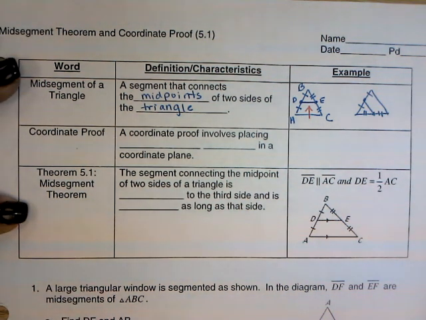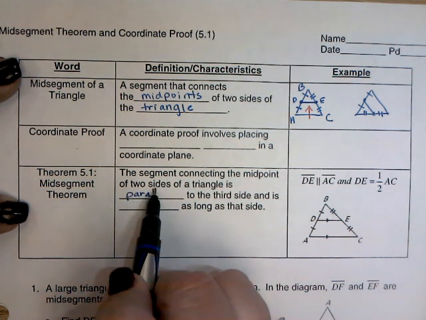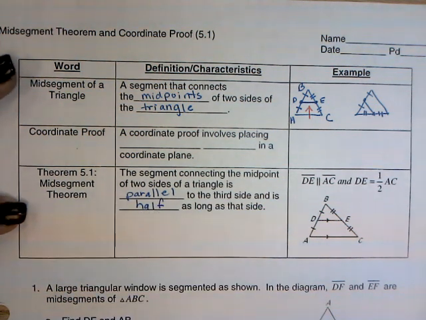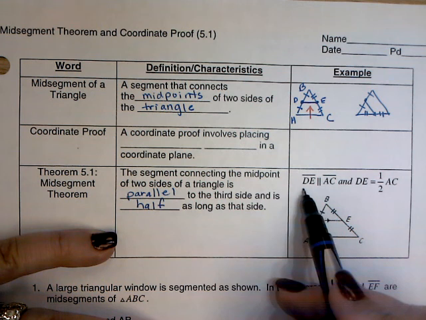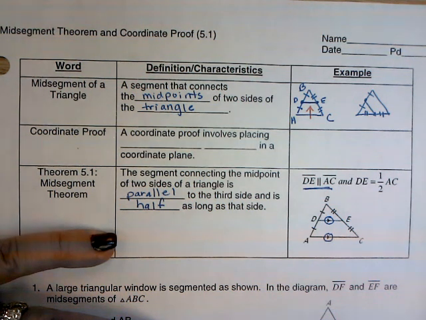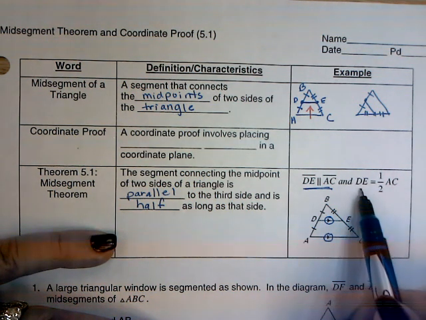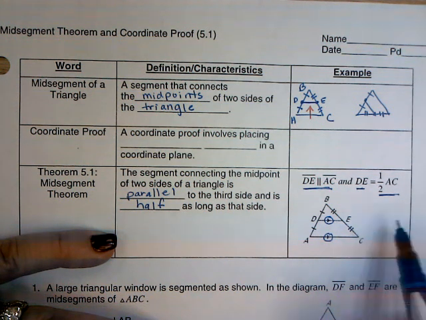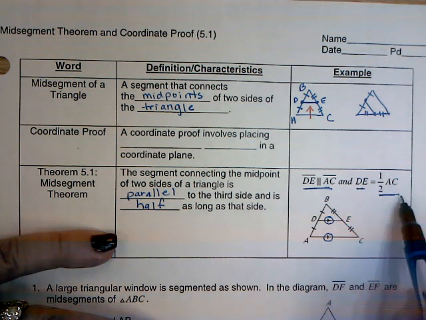I'm going to jump down to 5.1, the midsegment theorem. The midsegment theorem says that this segment that we just defined, connecting the midpoints of two sides of the triangle, is parallel to the third side and is half as long as that side. So because I have that midsegment, it is parallel to the third side, and my midsegment is half my total length. So the midsegment equals 1/2 my total length.